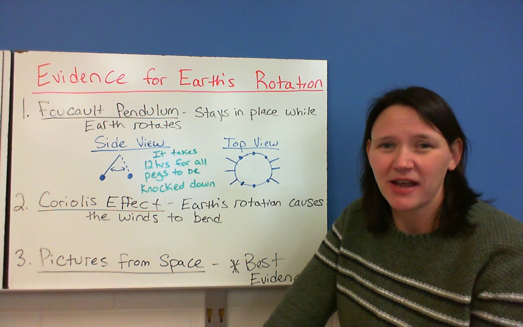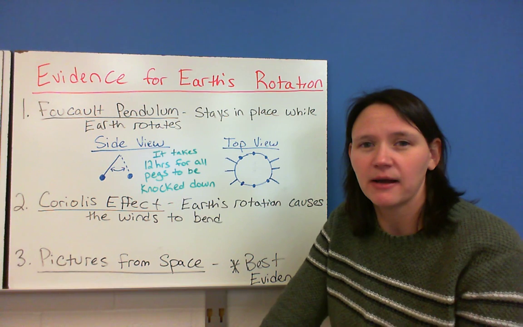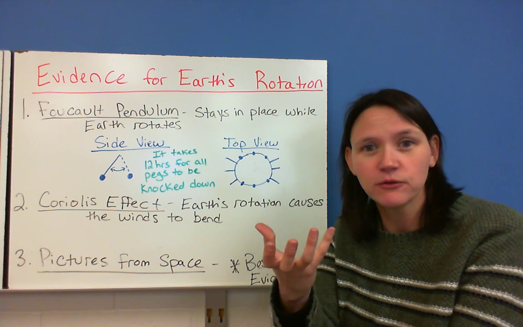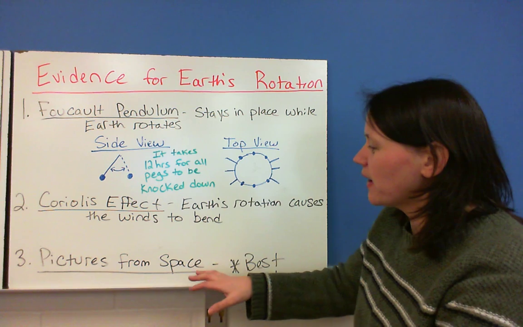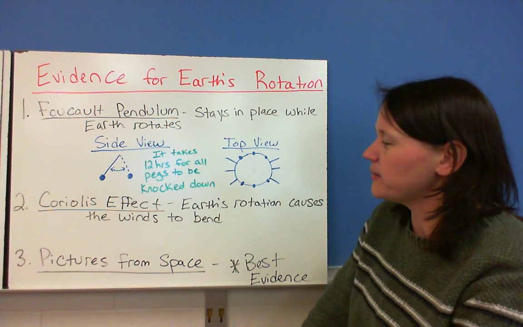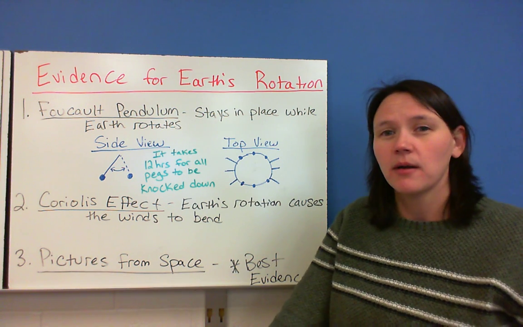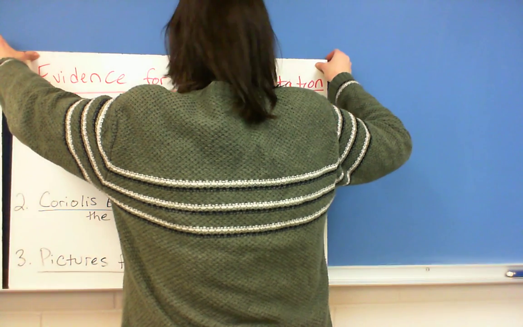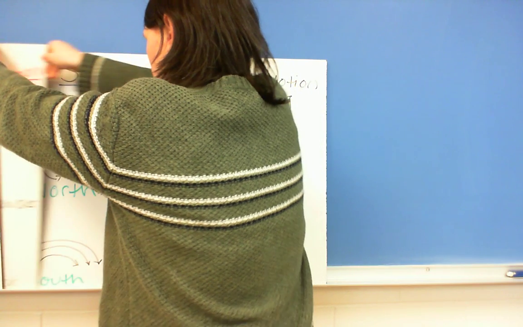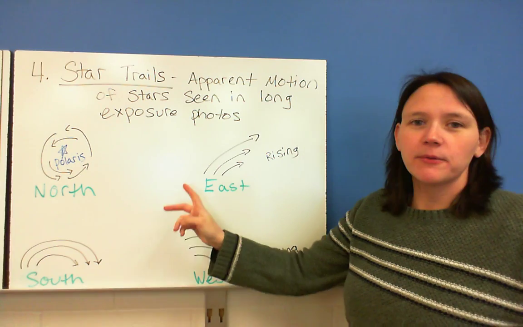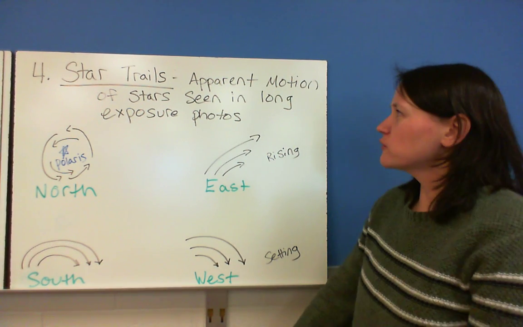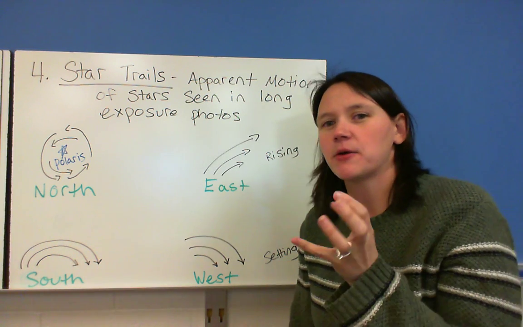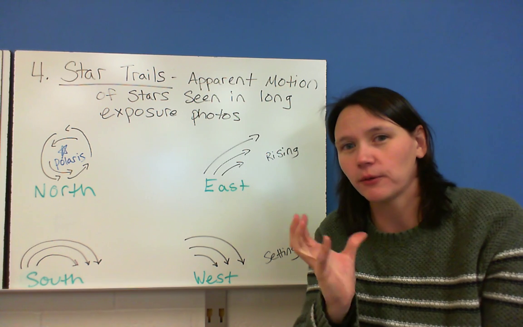But the best evidence we have are pictures from space. Looking down at the Earth from space, we can actually see, yes, it is rotating. But before that point, we had to rely on these other pieces of evidence. And there's one more evidence for Earth's rotation, which I think is probably the coolest. And that would be star trails. Now, star trails are pictures of stars moving across the sky. Now, keep in mind, they're not moving, it's the Earth rotating.